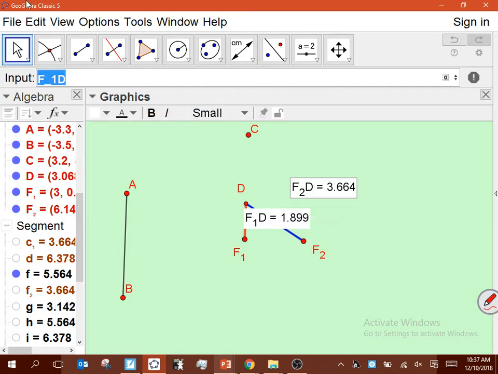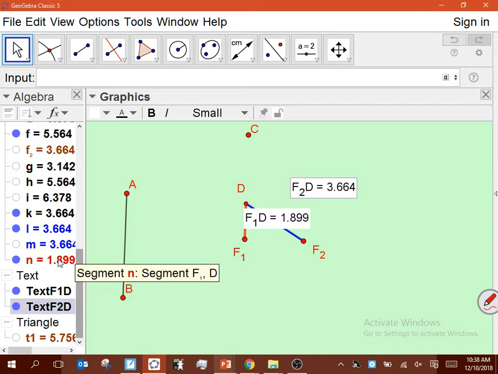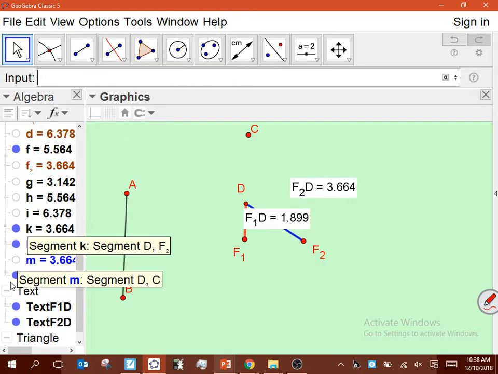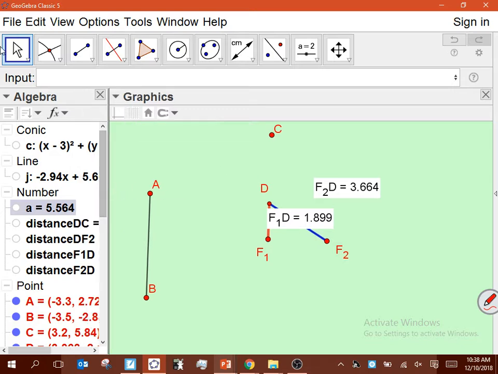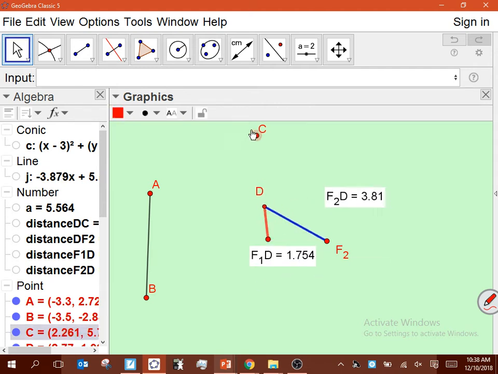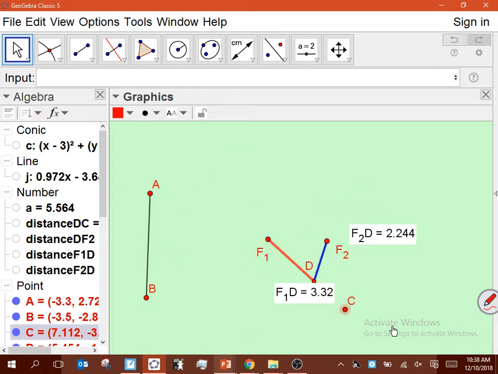If I were to add those together, they're calling it N plus L, which ends up being that number right there. That number, 5.564, is what I get if I add those two numbers together, F1 to D and F2 to D. As I move D, those numbers change respectively, but look at their sums, still 5.564. All the way around, it's the same.